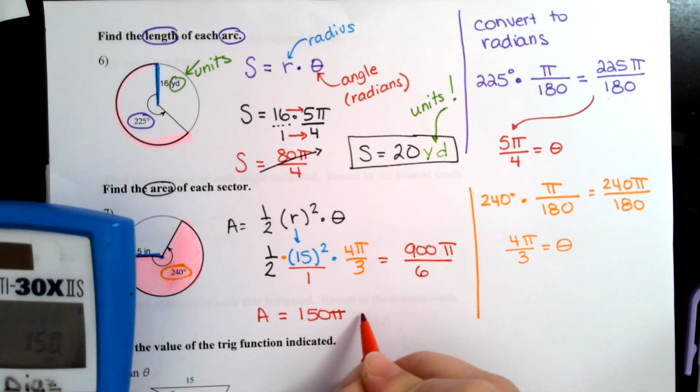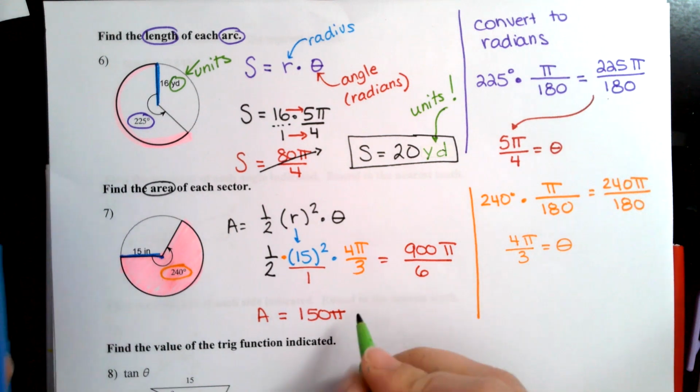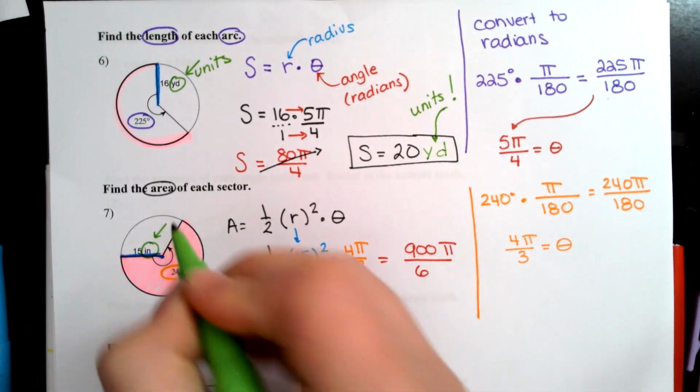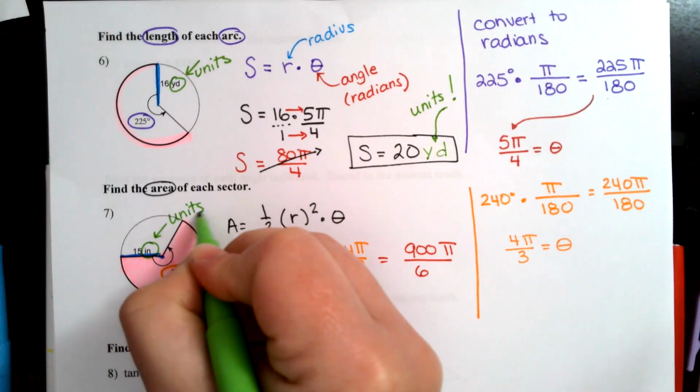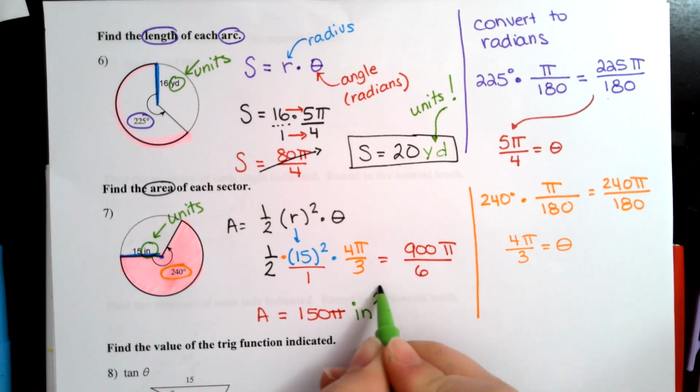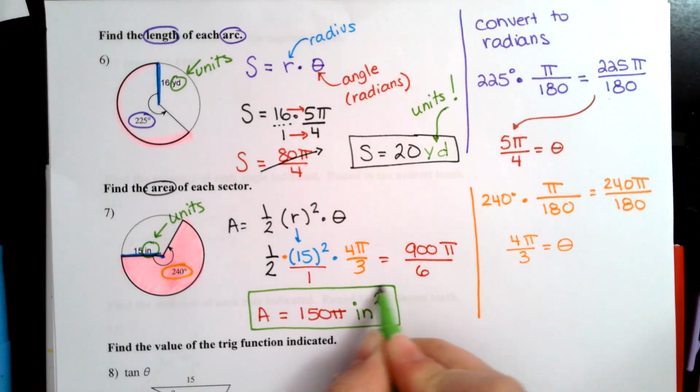Again, what are our units? We determined that a few seconds ago. Units are important. Units are inches. And what are we trying to solve for? Area. Area is always squared. So don't forget your units here.